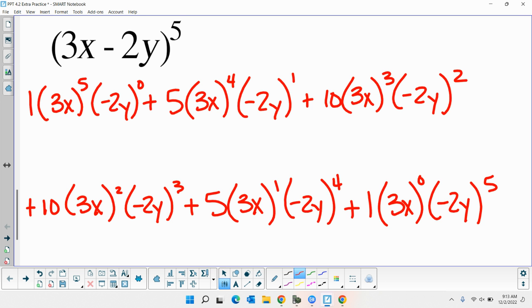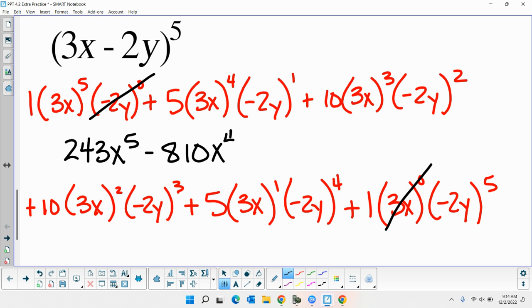Okay, we good on the setup? Okay, and then I'm going to cancel that out because that's a 1 and that's a 1. So 3 to the 5th is 243, then x to the 5th. And then 3 to the 4th is 81, and 5 times negative 2 is negative 10, so that's negative 810. x to the fourth, y to the first.